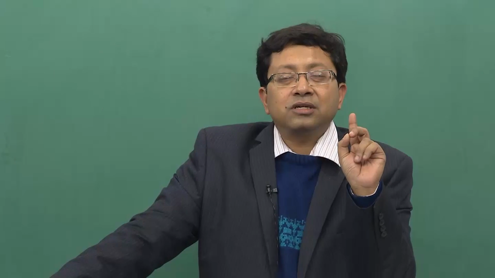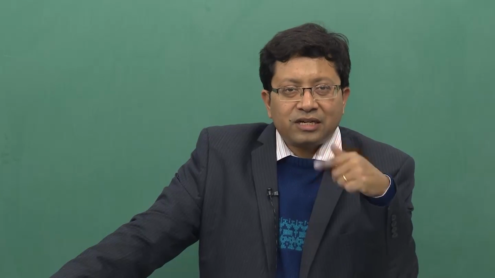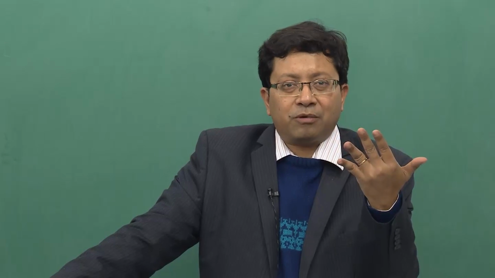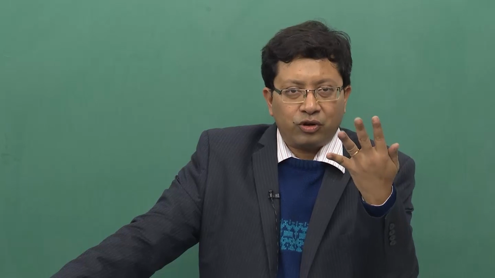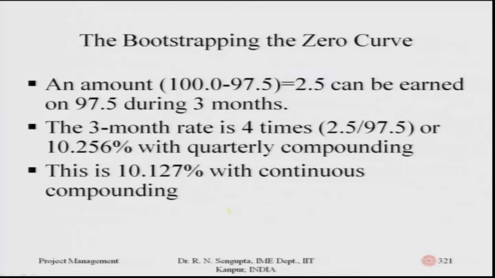Why? Because this 0.25, if we extend it on a yearly basis, will be 4 number of times, hence the quarters are 4 in number for a year. So, 10.256 with the quarterly compounding concept, which when converted into the continuous compounding concept using the formula which I just discussed, will be 10.127.